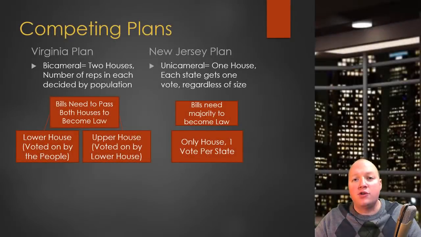This is a small graph that shows the two plans that are on the table for the people at the Constitutional Convention to consider. On the left we have the Virginia Plan by James Madison. It calls for a bicameral, meaning two-house Congress, and the number of people who will represent the states in each of the houses is decided by population. In the lower and upper house, you can refer to them as the House of Representatives and the Senate, whatever you like, the number of people who will represent your state in each one of them is decided by population.